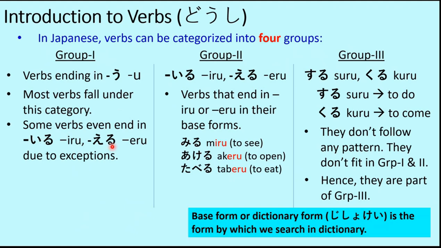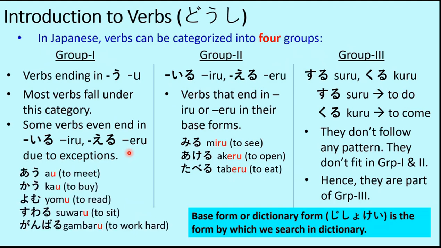So although iru and eru are part of group 2, due to some exceptions there are some verbs which fall under the group 1 category but still end in iru and eru. Now let's look at a few examples of these group 1 verbs. First one is au, which means to meet, kau, to buy or purchase, yomu, which means to read, suwaru, to sit, and ganbaru, which means to work hard. In each of these you can see that the verb ends in the u sound. So this is group 1.